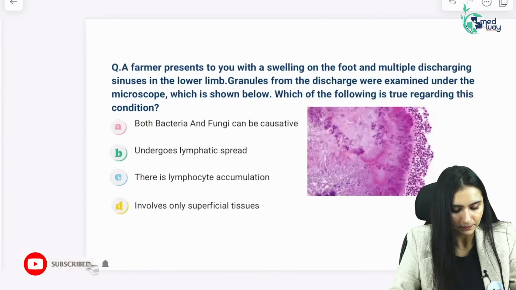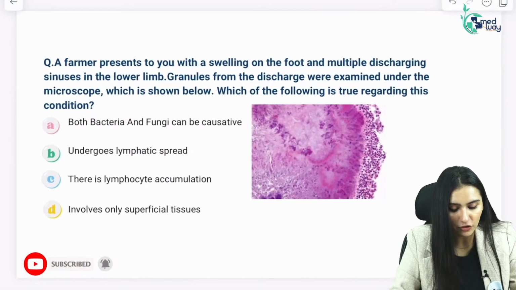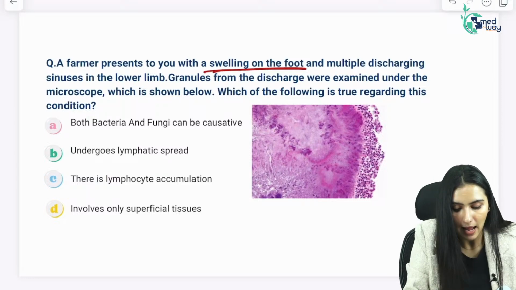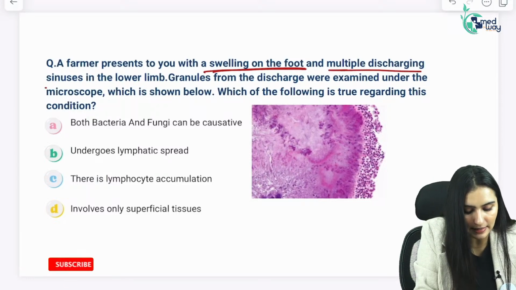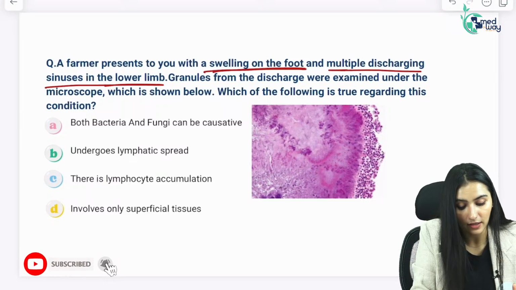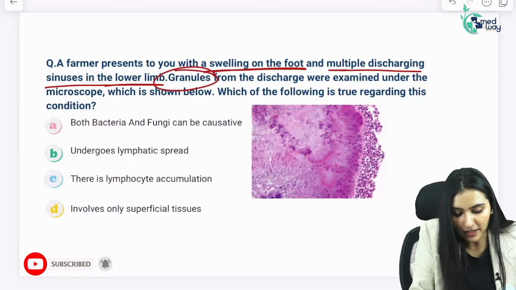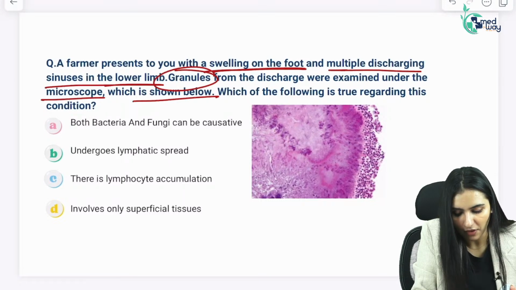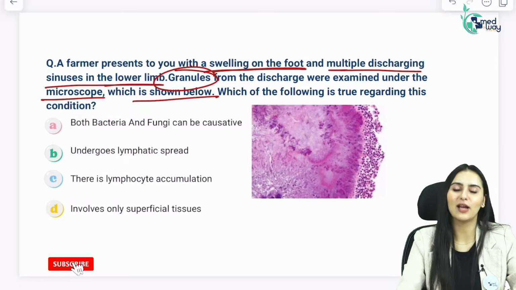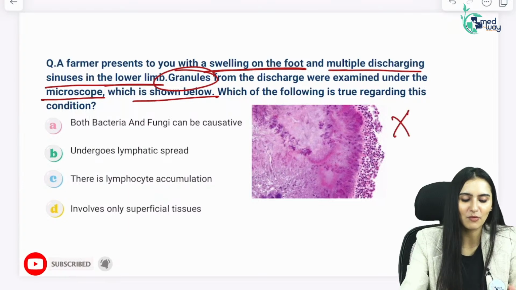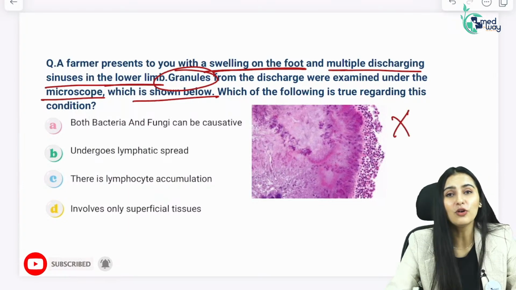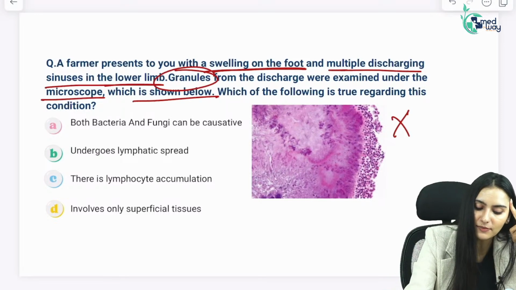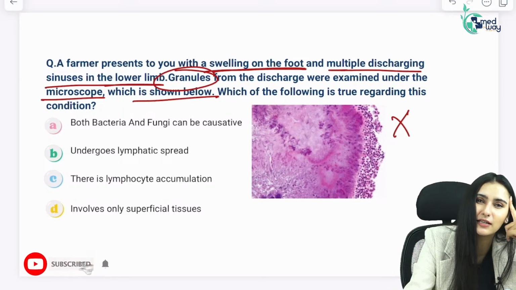HPVs, simple. A farmer presents to you with swelling on the foot. So there is swelling on the foot, okay. And there are multiple discharging sinuses in the lower limb. There are granules from the discharge examined under microscope, as shown below. Which of the following is true regarding this condition? You will look at this picture and you will be like, this is not possible, I will not be able to do it. You don't need to do it. Don't look at the picture, let the picture go. The farmer comes with swelling on the foot and multiple discharging sinuses. What does it look like?